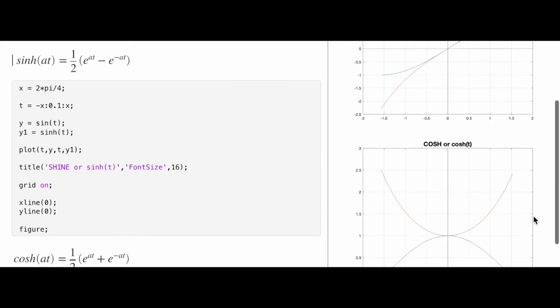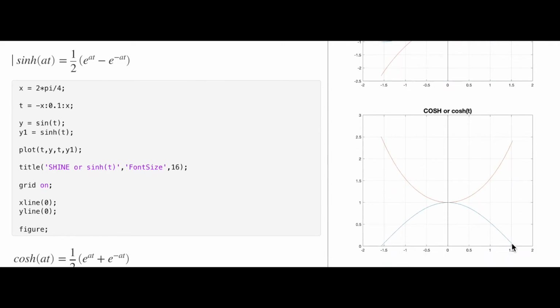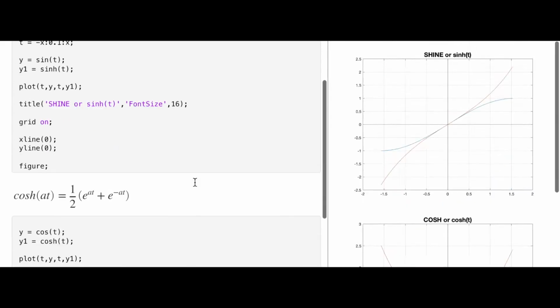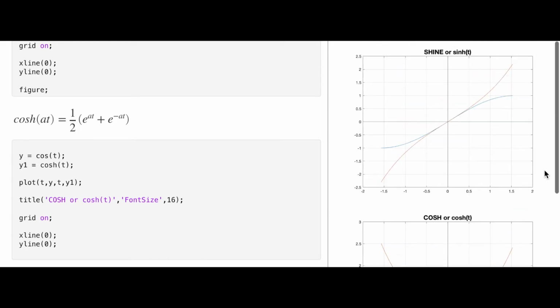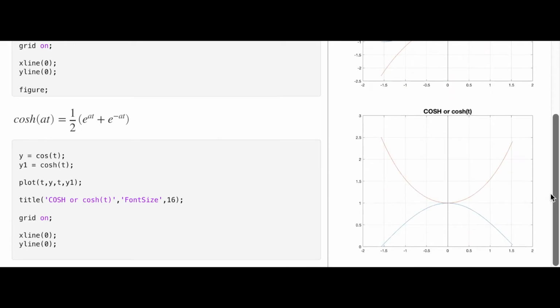And then similarly for cosh, we've got the cosine function between the first quarter part of the cycle and the first negative quarter cycle, pi on 2 and minus pi on 2, and we've got the shape of the hyperbolic cosh at function defined here as half e to the at plus e to the minus at. So hopefully that shows, as a recap, what the sinh and cosh functions actually look like.